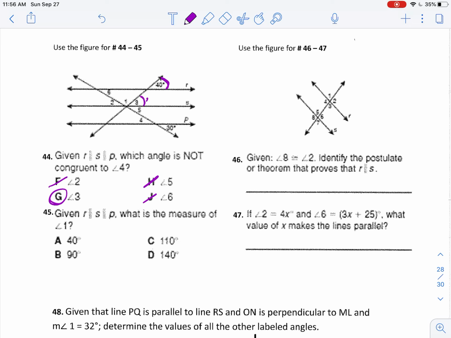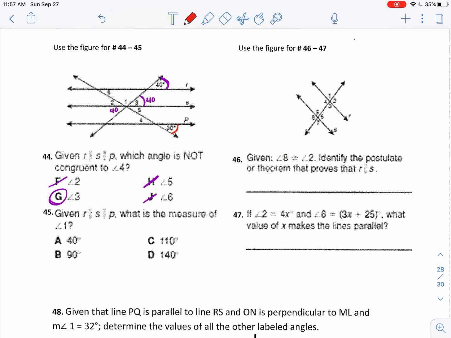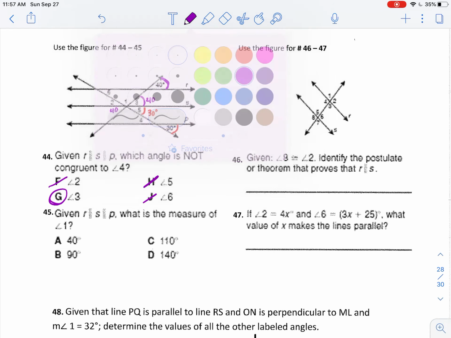Well, let's do some math. 40 is up here, so I know angle 3 is also going to be 40 because those are corresponding. Okay, I don't know if I need this or not, but I'm going to put a 40 right there because those are vertical. 30 is over here. 30 corresponds to angle 5. And let's see, what else do we know?